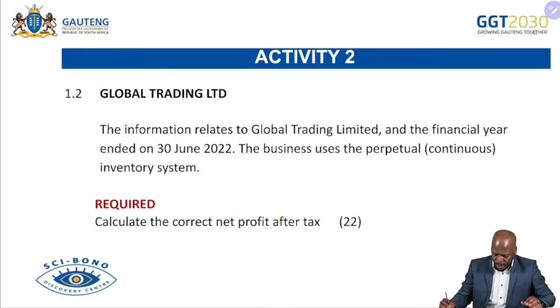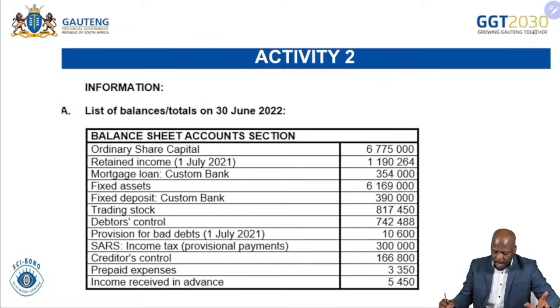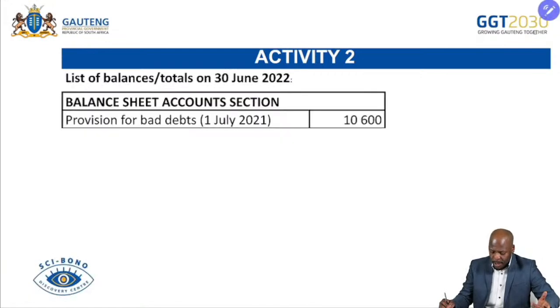All right. Number one, they say Global Trading Limited, that is the name of the business. And then they say the information relates to Global Trading Limited and the financial year ended on the 30th of June, the year 2022. The business uses the perpetual, that is the continuous inventory system, that calculate the correct net profit after tax. Let's hear the information. Here is the information, list of balances and totals. The next aspect was list of balances, and then the first thing is provision for bad debts is 10,600.